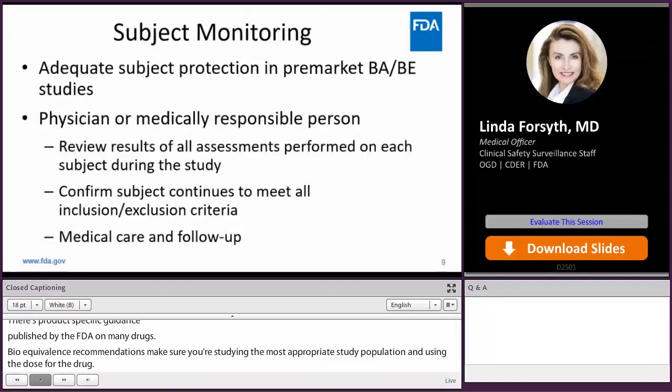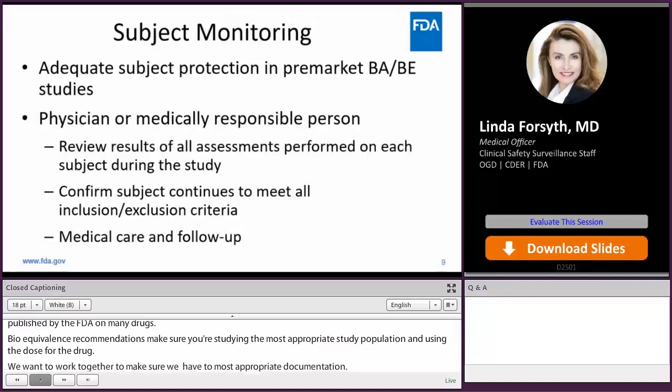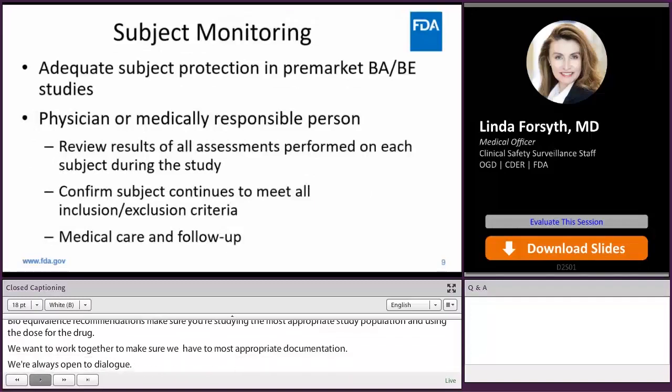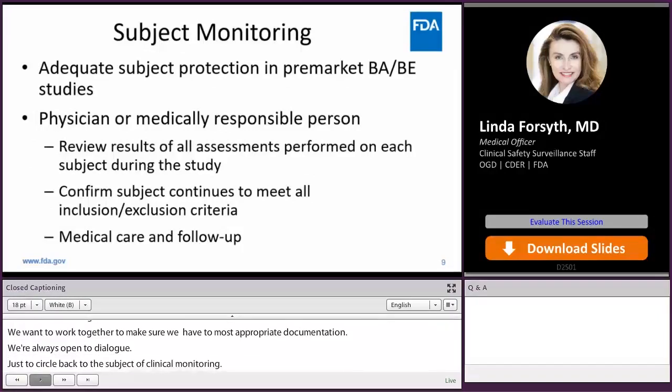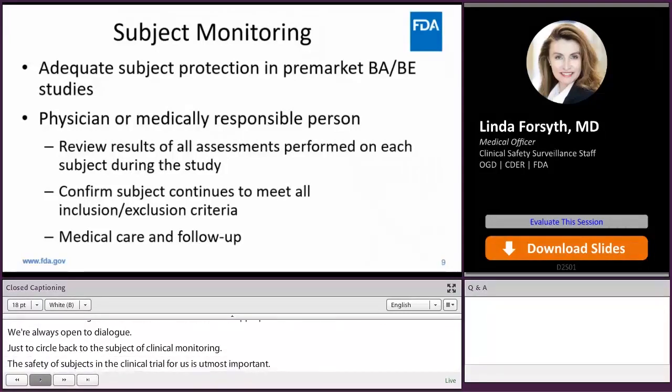And just to circle back to the subject of clinical monitoring, the safety of subjects in these clinical trials for us is of utmost importance. We want subjects to be adequately monitored in generic clinical studies. Despite seemingly adequately designed studies, we sometimes have concerns. This includes the inconsistent quality of the bioequivalence study protocol and safety monitoring execution.